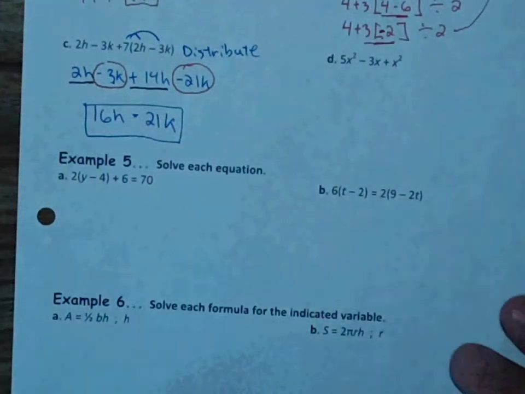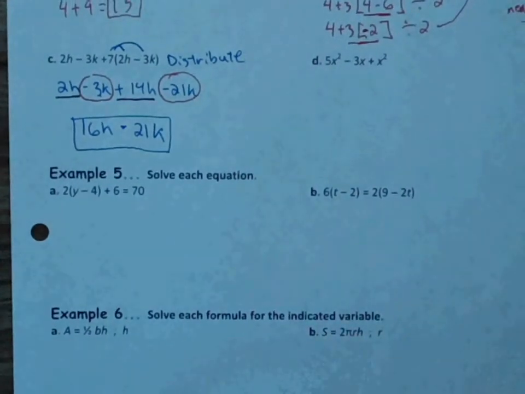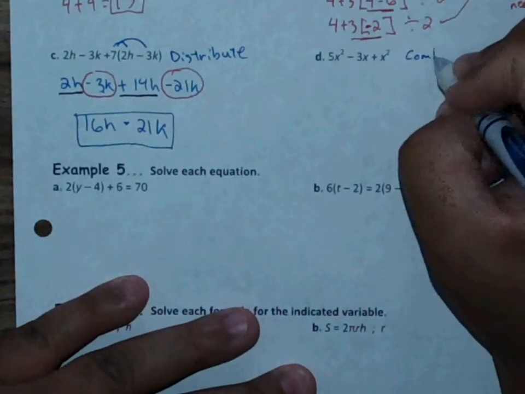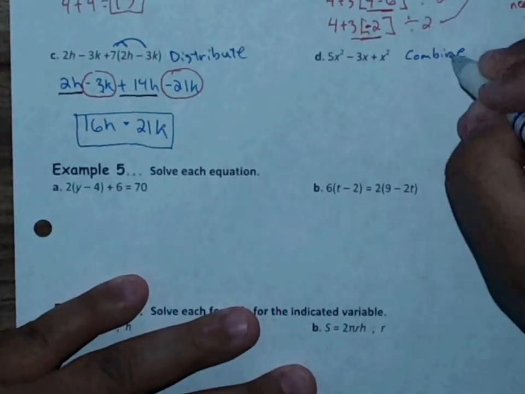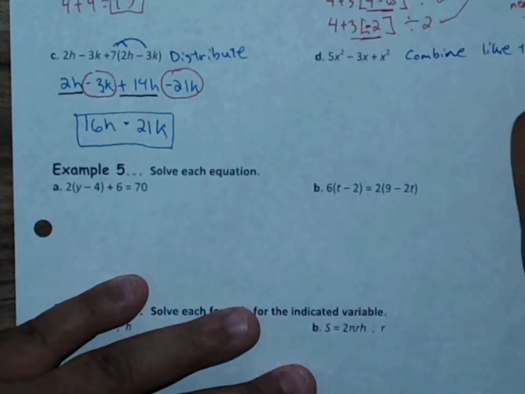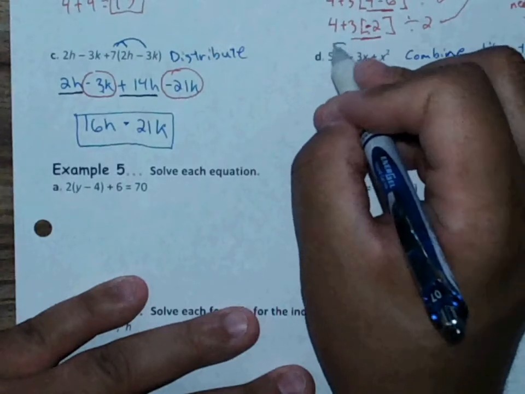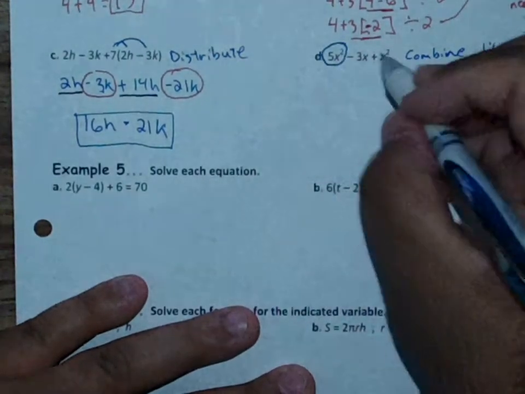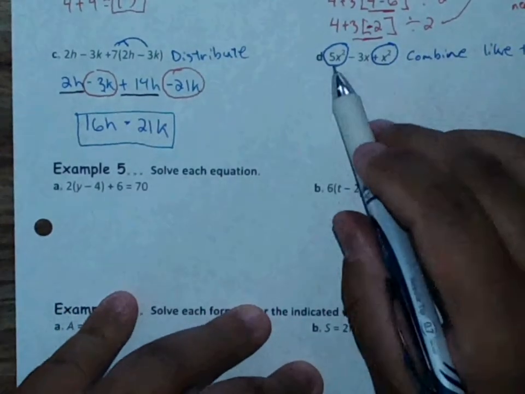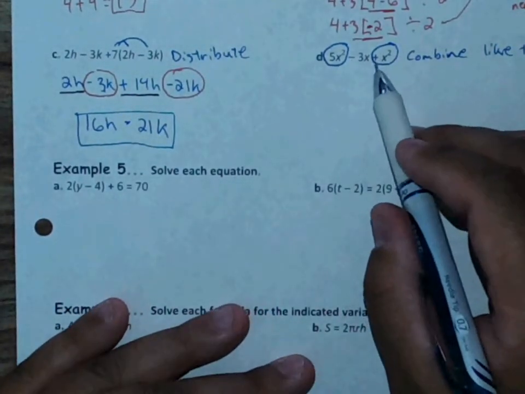These are a little bit easier. We don't have to do any distribution. All this one is doing is combining like terms. I like to use different colors. So I got a 5x squared, and then I got a 5x squared here, an x squared here. Notice that I took the sign in front of that term and the term.